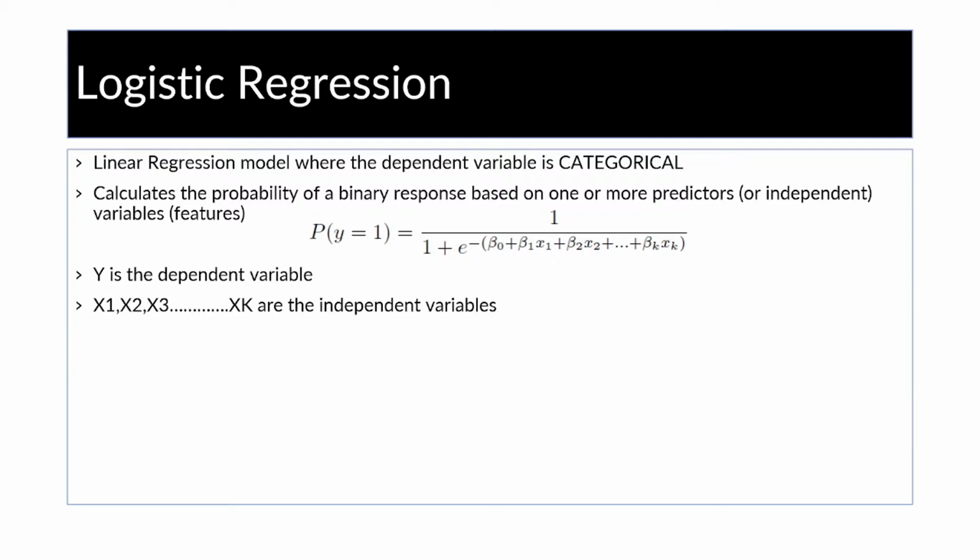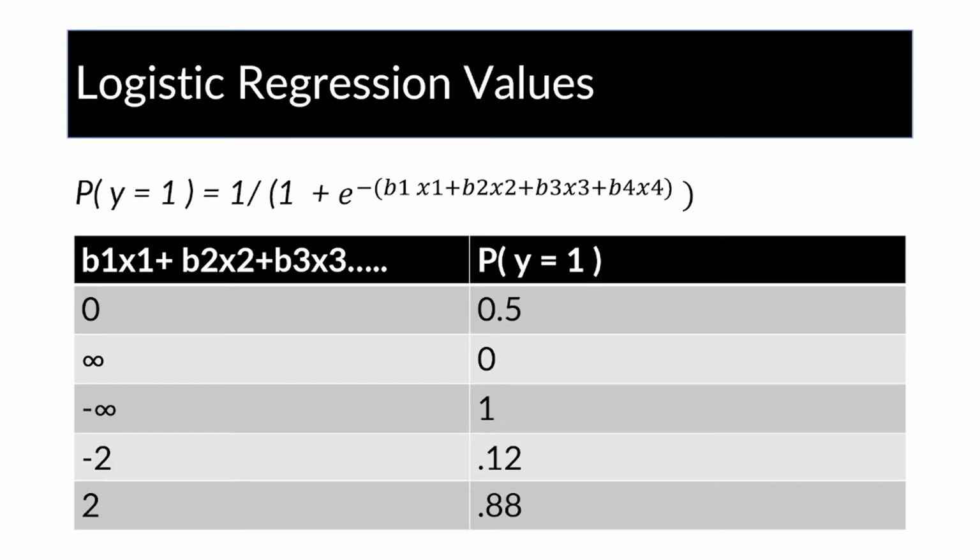Probability of y equal to 1 is 1 divided by 1 plus e to the power minus (beta 0 plus beta 1 x1 plus beta 2 x2 plus ... plus beta k xk), where y is the dependent variable and x1, x2, x3 to xk are the independent variables.